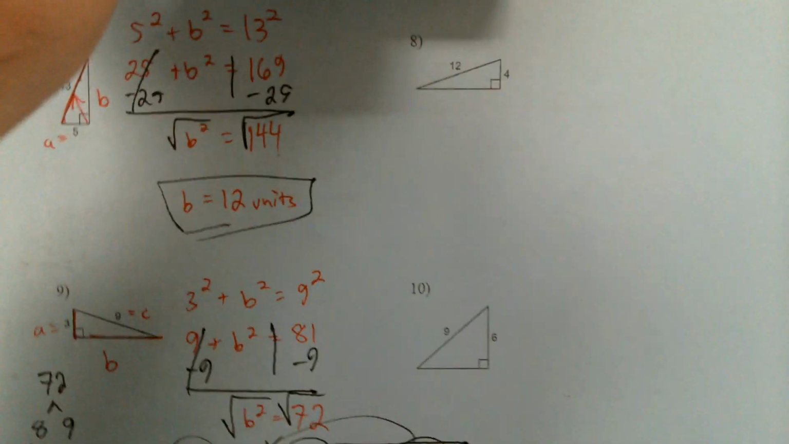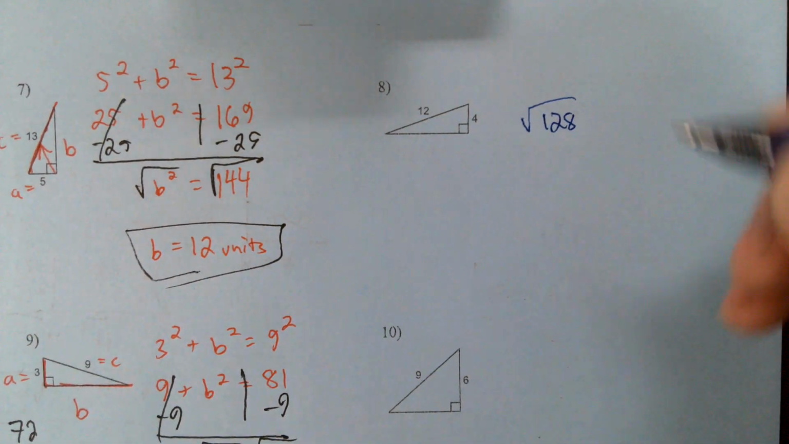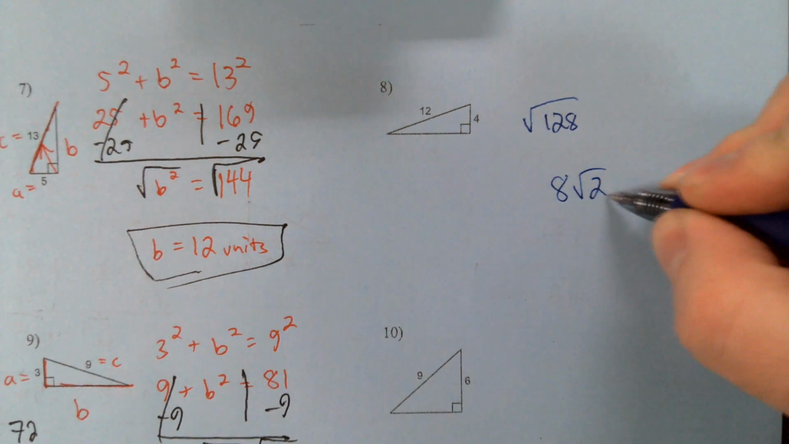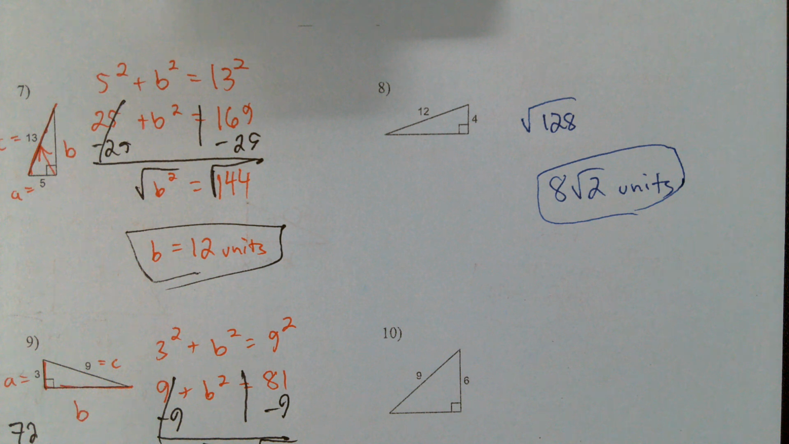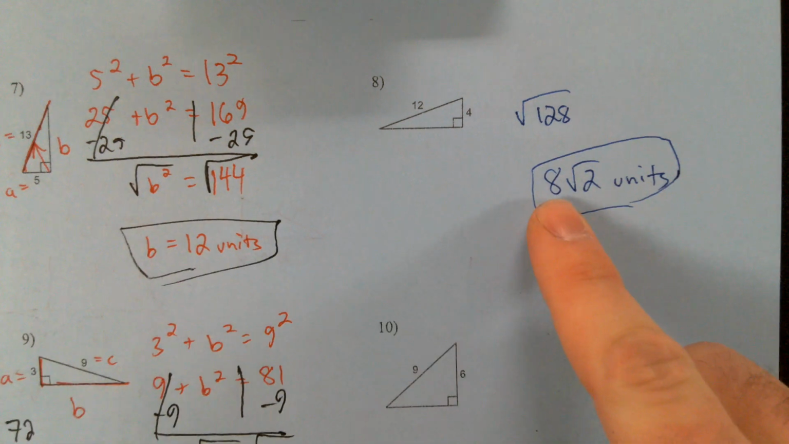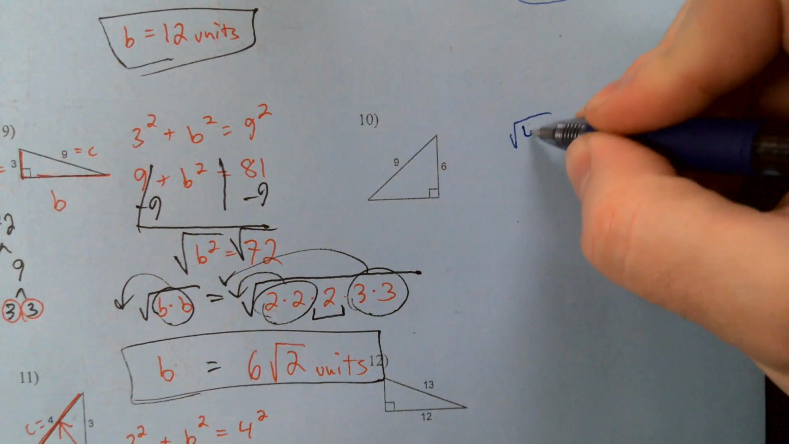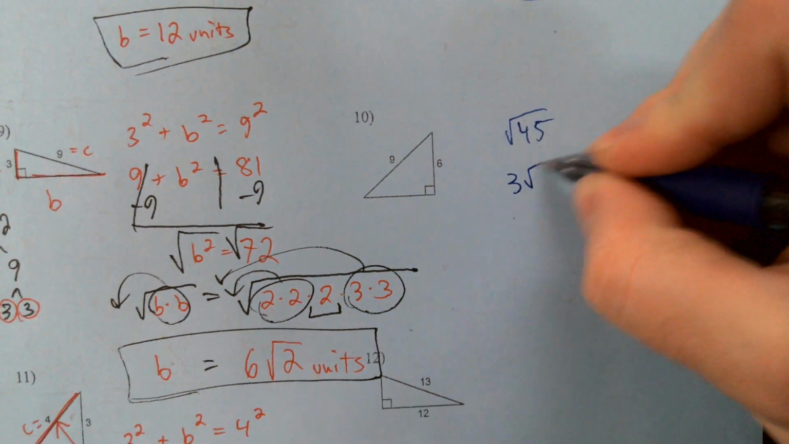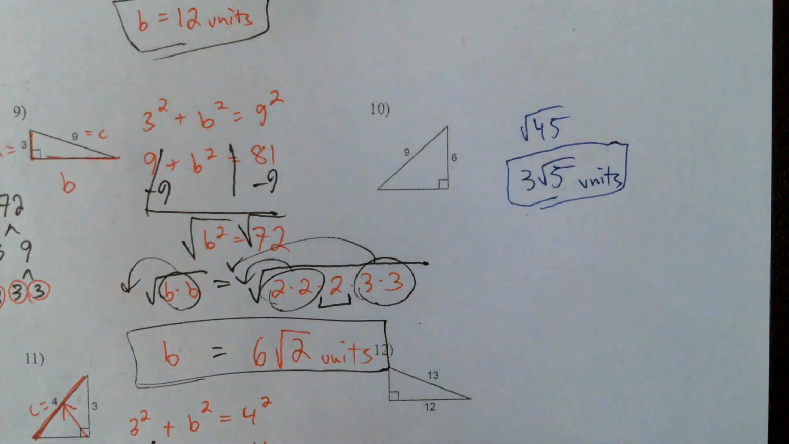Right back to the back here, just to get some answers checked. Number 8, we're looking for root 128, which when simplified becomes 8 root 2 units. Right, 64 times 2 gives us 128, and that 64 nets us out in 8 when we bring it out. Number 10, we end up with root 45, which simplifies to 3 root 5 units. Almost forgot again.